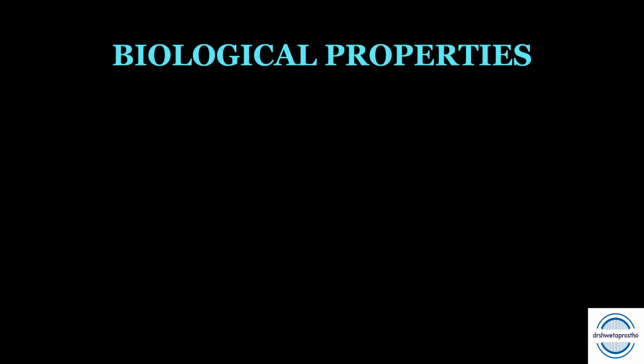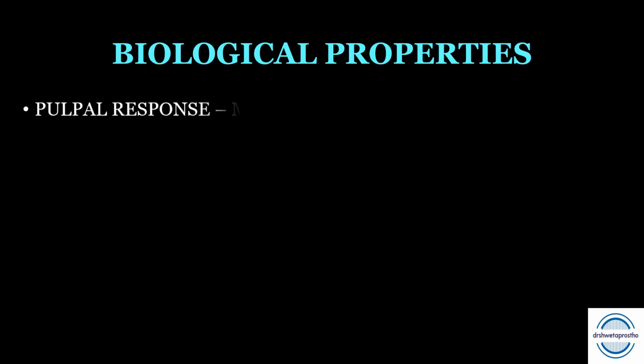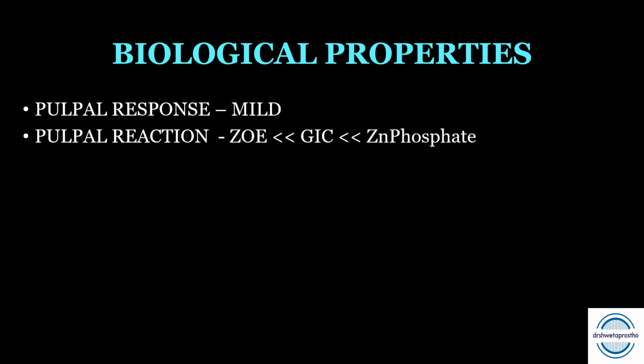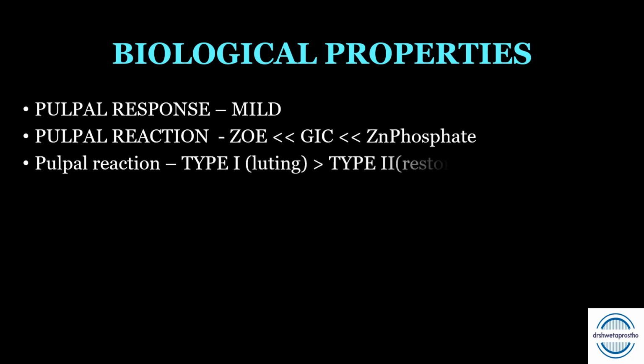Next, we come to the biological properties of the glass ionomer cement. The pulpal response of GIC is considered mild. But they elicit a greater pulpal reaction when compared to the zinc oxide eugenol cement, though it is generally less than the zinc phosphate cement. Why? Because the polyacids present in the GIC are relatively weak acids. And if we compare among the types of GIC, the type 1 glass ionomer cement, which is luting, is considered more acidic as compared to the type 2, that is the restorative GIC.